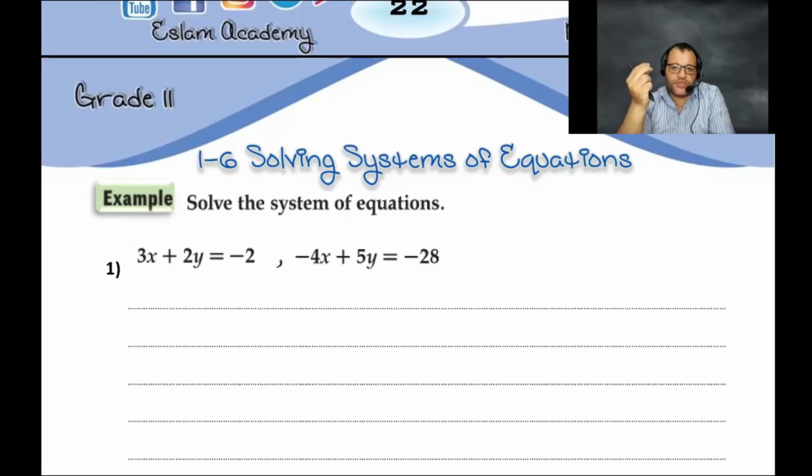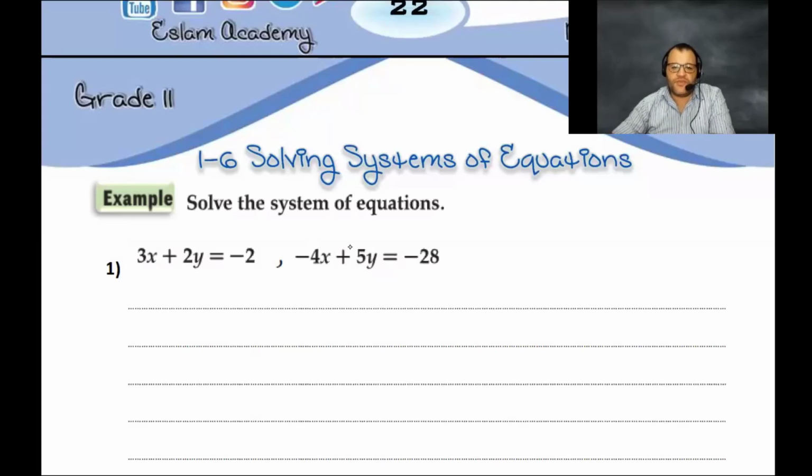Solving a system of equations means finding the value of the variable which makes the left hand side equal to the right hand side, or finding the value of the variable which satisfies the equation. So the first one that we have is 3x plus 2y equals negative 2, and negative 4x plus 5y equals negative 28.